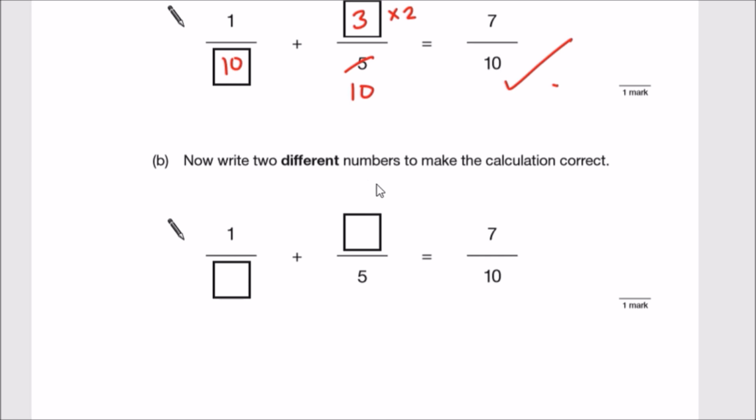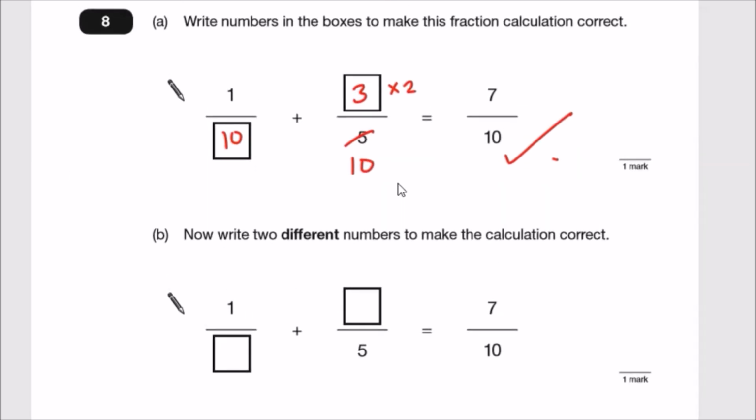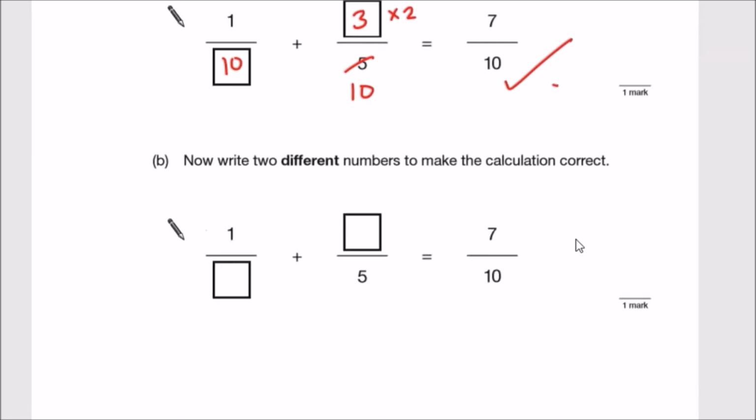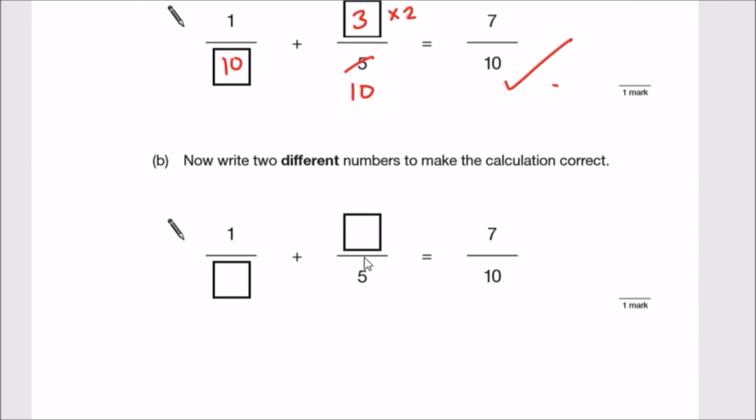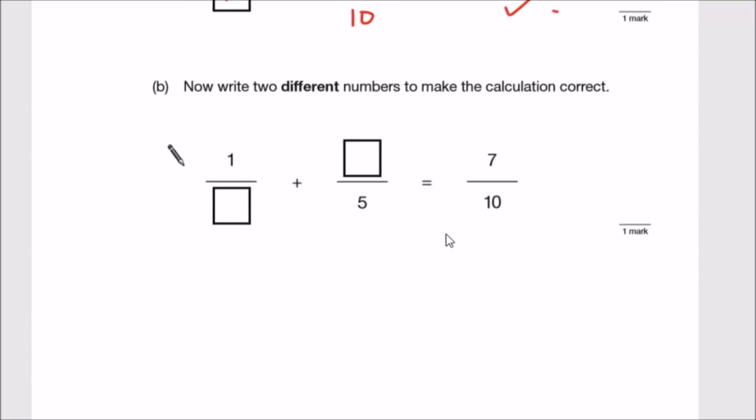So write 2 different numbers to make this calculation correct. So same as the previous, but with another pairing. So another way to do this, since we've already chosen 3 out of 5, let's try some smaller numbers, because any numbers like 4/5 will make it bigger than 7/10. Because remember, 4/5 is 8/10, so it's impossible. And I'm guessing they don't want negative numbers. So let's do some trial and error.